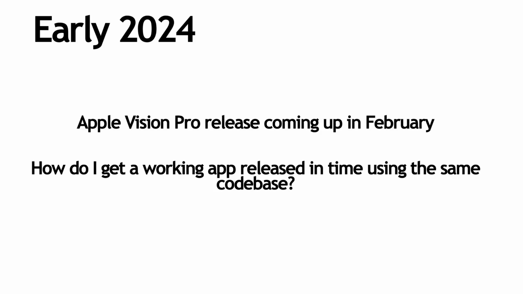So, spin on to after Christmas at 2024. Apple were going to release the Apple Vision Pro in February. I had a really good base to work from, but I was like, I don't quite want to release a Christmas app in February because it just doesn't seem right. So I was like, right, how do I get a working app that's going to match the seasons, but I can still use the same code base without having to make too many tweaks?